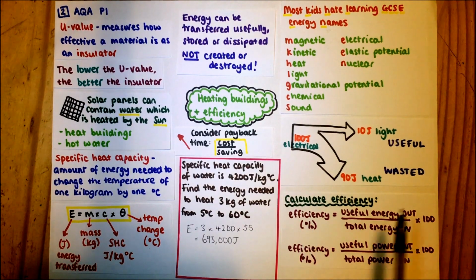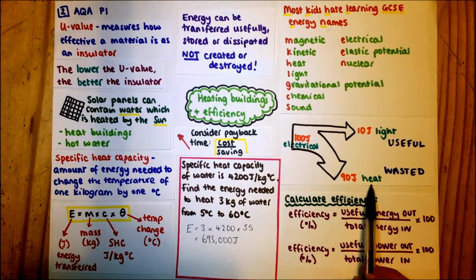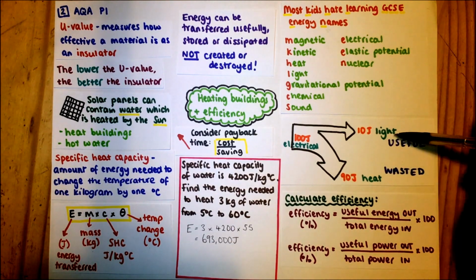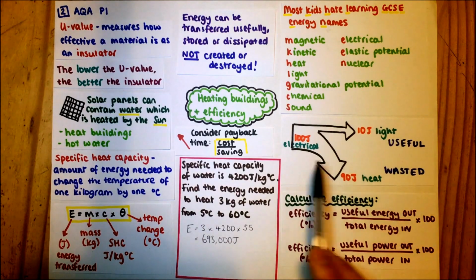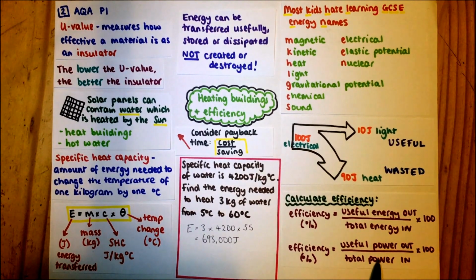The efficiency of an appliance, so if this was a light bulb, you can already see it's not very efficient, it's not great, we've got a ridiculous amount going off as heat. So we've got useful energy out, which is 10 joules, divided by the total energy in, which is 100, times by 100 to get it into a percentage, which would give us the efficiency of that light bulb. Okay, again, it might be in terms of power or watts, but it would still be exactly the same process.